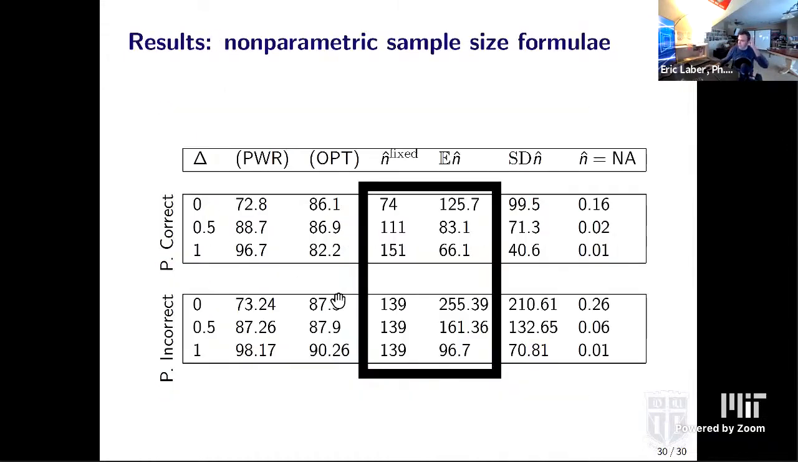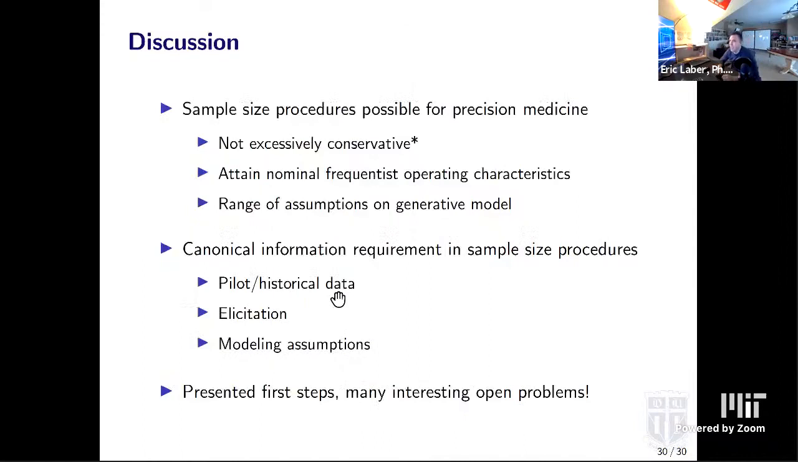So maybe I'll skip over the sample size and just say we talked about sample size procedures for precision medicine and showed that at least it seems to be possible. They don't seem to be as conservative as people maybe feared they were. You can guarantee frequentist operating characteristics across a range of different assumptions, going from strong parametric assumptions to non-parametric or just kind of moment type assumptions.